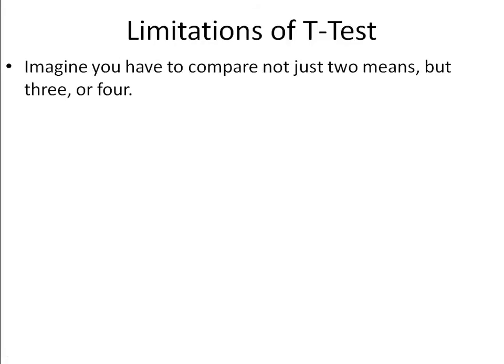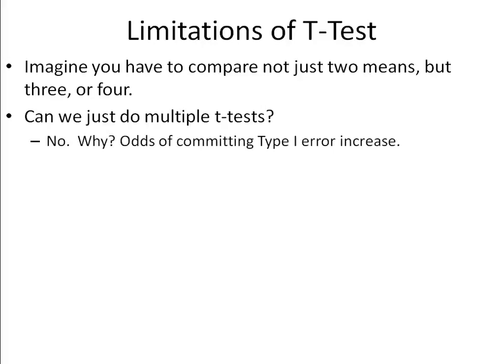And we've shown it to be very good and effective at being able to establish the statistical significance between two different means. But suppose, for example, you weren't just comparing two means, but you were comparing 3 or 4 or more means. Can you just do multiple t-tests for each one of those? You can, but it's not actually statistically correct or appropriate. And the answer as to why that is because your odds of committing a type 1 error increase.